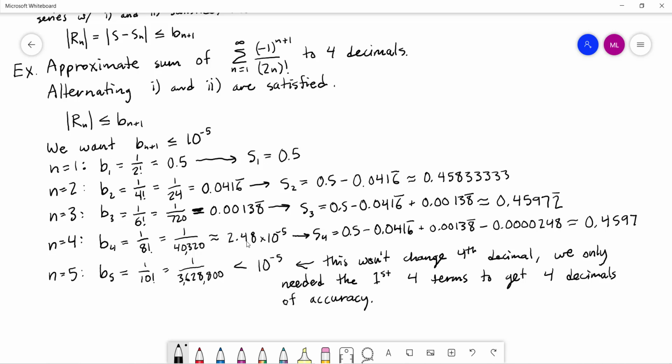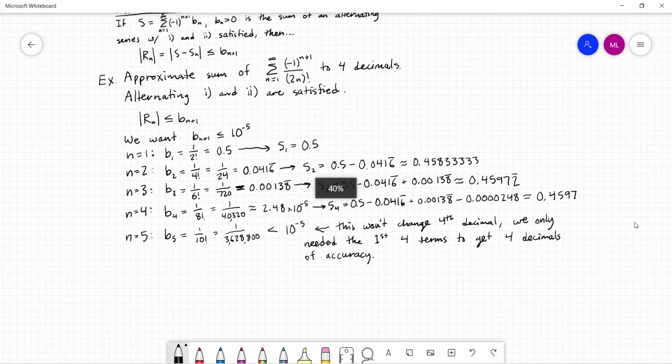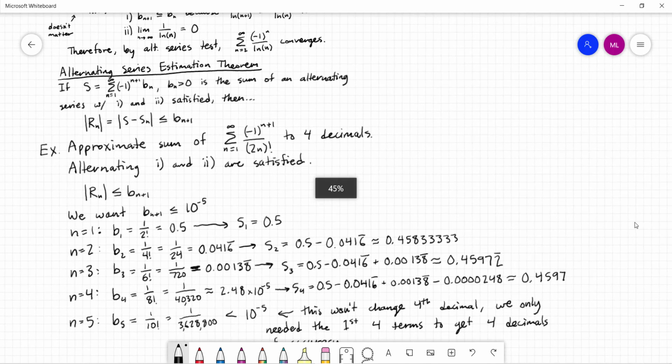So here, the fourth one, we had a number that was in the ballpark of 10 to the negative fifth, and by the time we went to the fifth one, we got something that was less than 10 to the negative fifth. It wasn't going to be contributing anymore, so we don't need to include this term in our sum. The first 4 terms were sufficient. And here is our approximation, accurate, at least having rounded to 4 decimal places. So this is the idea of how we can use these.